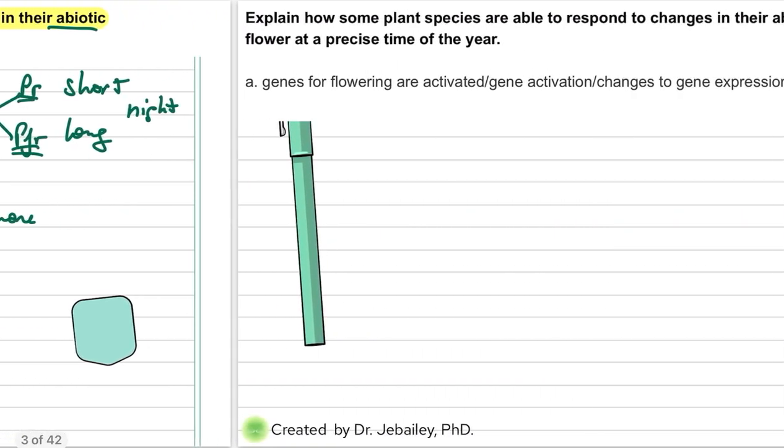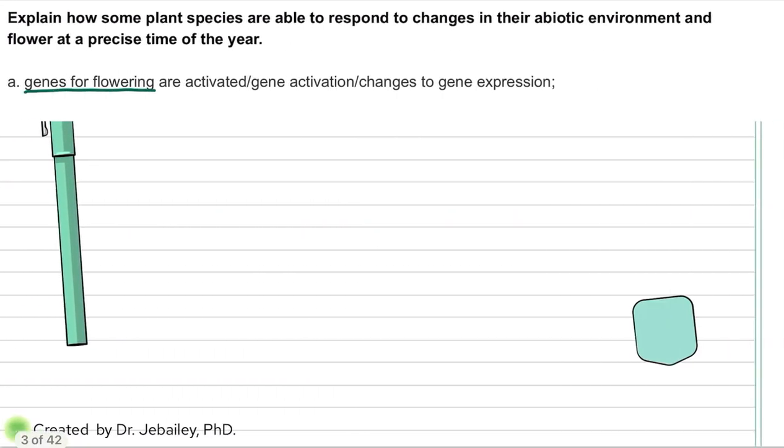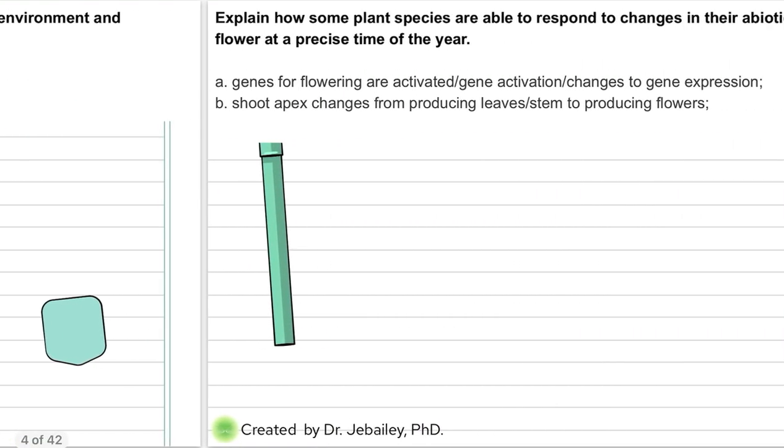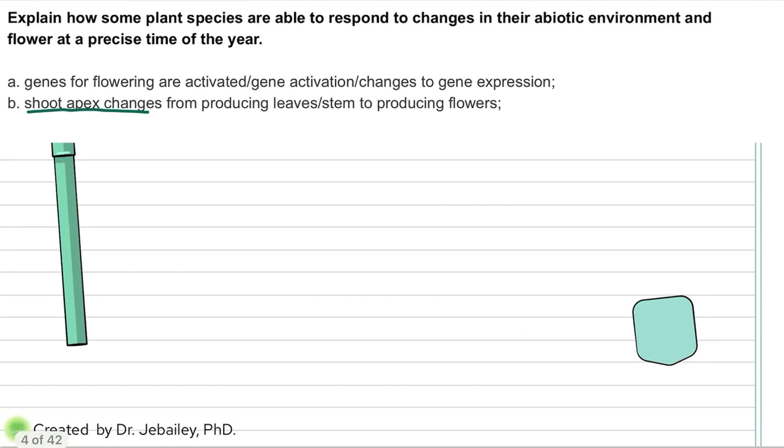So let's look at the mark scheme. Genes for the flowering are activated, gene activation, gene expression. So basically, yes, when we talk about the genes, there's a gene that will be activated and it will allow the flower to happen. And once this gene is activated, then eventually you're going to have the pigment. The shoot apex changes from producing leaves, stems to producing flowers.